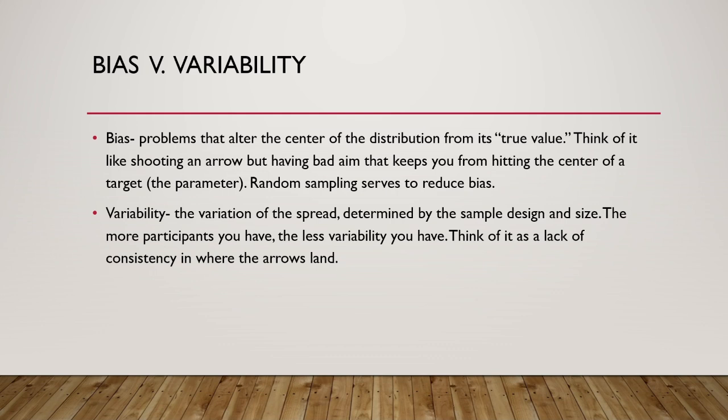I'll show you a little drawing in just a little bit. But think of it like shooting an arrow. Maybe you have bad aim, maybe the wind is high, and it keeps taking it away from the center of the target. So the center of our target is our population mean, the parameter. We want that sample mean to get close to that population mean, but bias is going to pull it away from that bullseye.